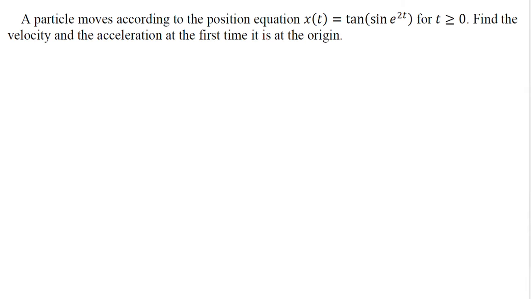All right, our last couple problems here should be quicker and easier. So first off, look at this one where we have a particle moving along this position equation, tangent of sine of e to the 2t, and we want to find the velocity and the acceleration of it at the first time it is at the origin. So first of all, we need to figure out when it's at the origin. Well, something is at the origin when its position is equal to 0. Its position is the tangent of the sine of e to the 2t.